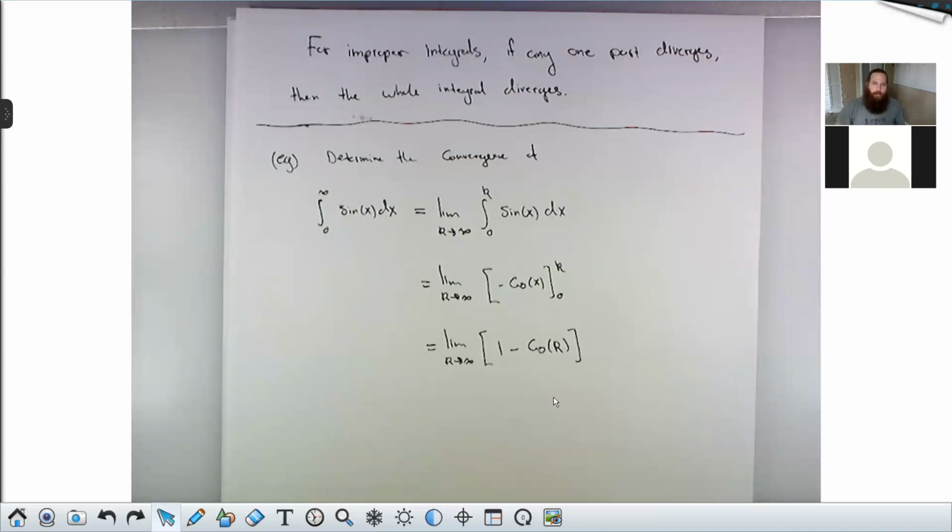And forget about the 1 for a minute. What does cos r do as r goes to infinity? Yeah, it oscillates. Good. Gustavo, yeah, the answer to your question is yes. If you evaluate the integral and then take the limit and you get -1, then the integral converges. Morgan, Simon, and Ryan are all correct. This limit does not exist.